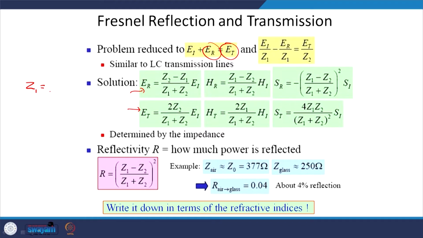Z 1 is square root of mu 1 by epsilon 1, Z 2 is square root of mu 2 by epsilon 2. So, you know this. In terms of the impedance you get this formula, and from here you can calculate the reflectivity and transmittivity, but we want to write it down in terms of refractive indices. Because when we are dealing with optical surfaces, optical media, we do not want to have these equations in terms of Z, we want to have them in terms of refractive indices n. This is what it looks like.